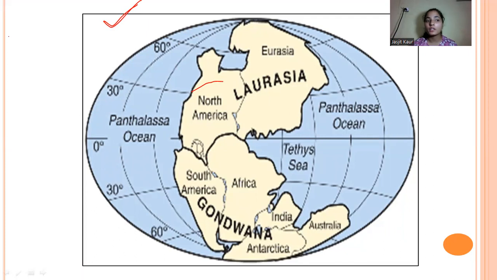Yes, because of the plate movements. Yes, very good, because of the plate movements there is a separation between these continents. So apart from this, we have seen that first all the continents are connected, then they started separating from each other. So apart from this, what else have you observed here in this particular image?